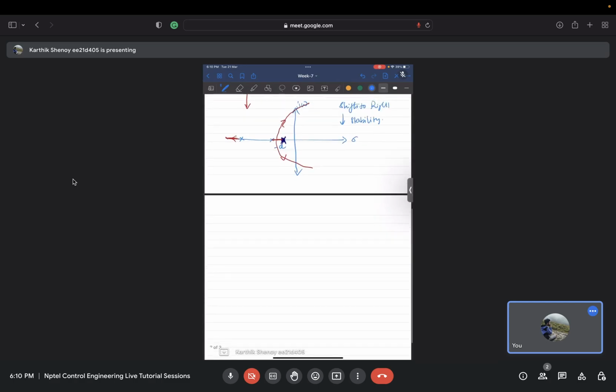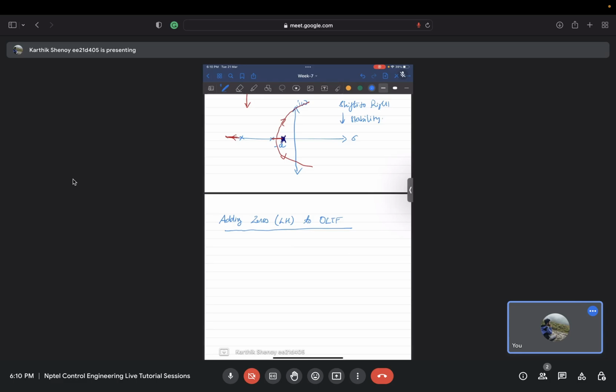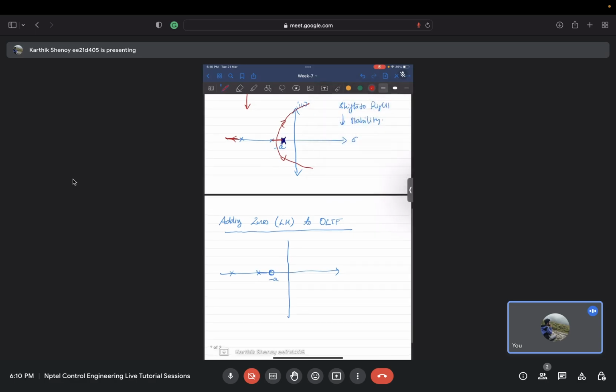What about zeros? Zeros in the left half added to the open loop transfer function, so what will that do? Let's say initially it was like that, we have these, and now let's add a zero here, at minus A. So what will it be? Something like this, correct?